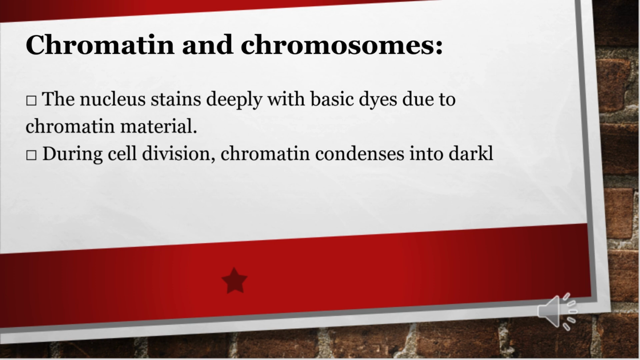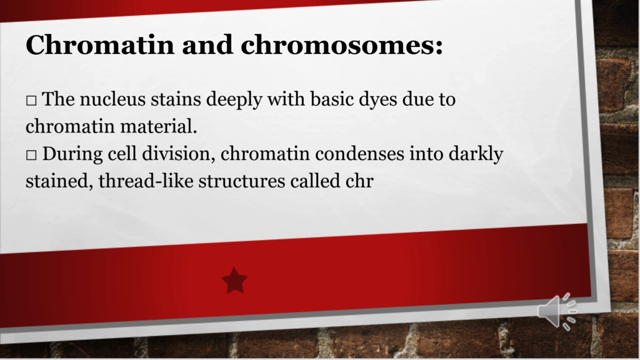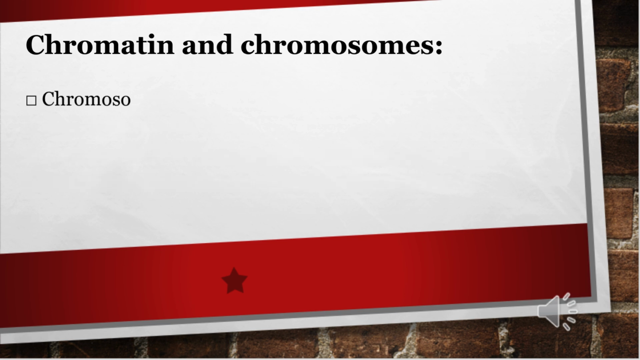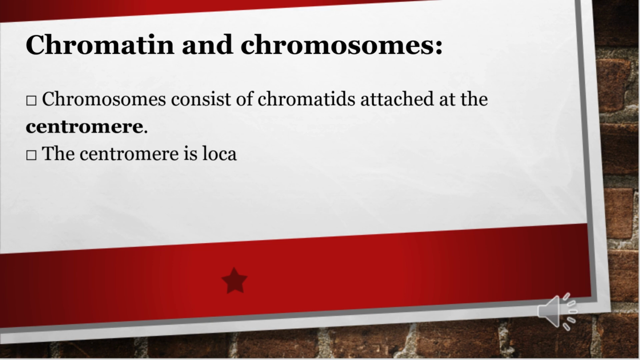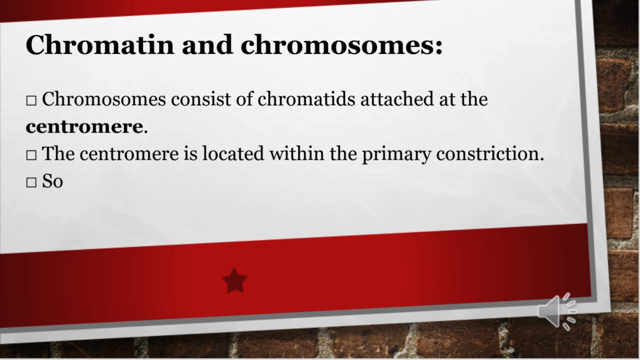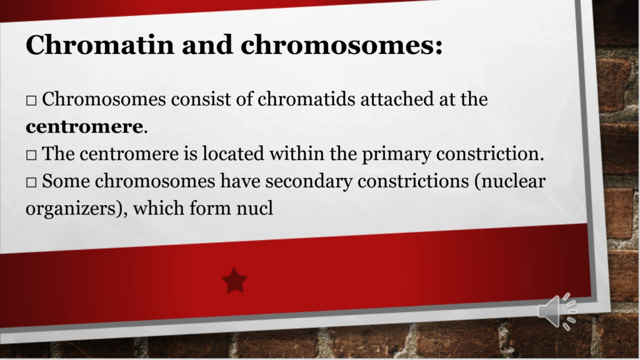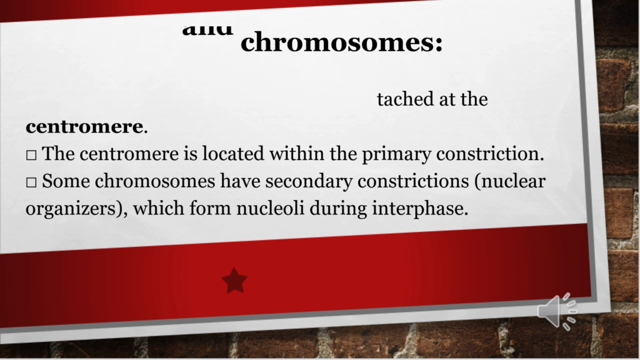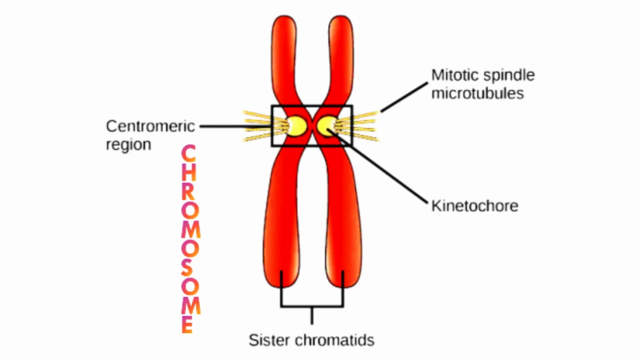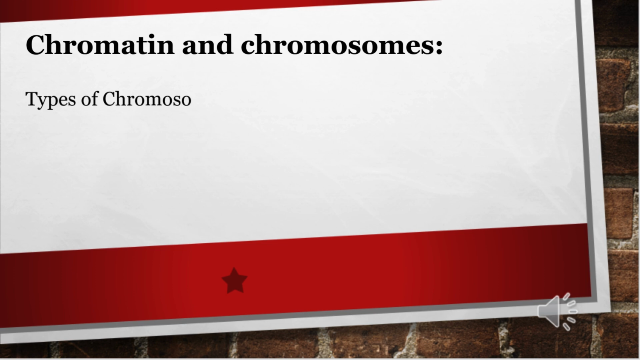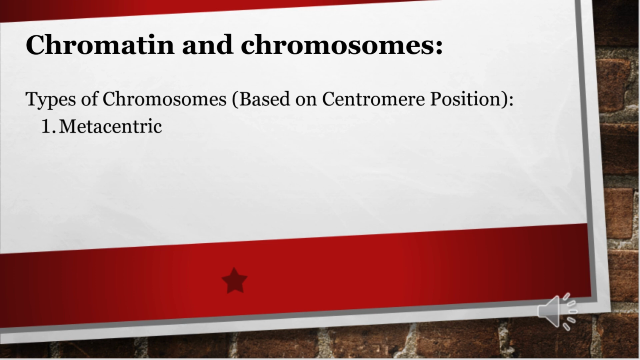During cell division, this chromatin condenses into thread-like structures known as chromosomes, which appear darkly stained under the microscope. Chromosomes consist of two chromatids joined at a specialized region called the centromere, which lies within the primary constriction. Some chromosomes also have secondary constrictions, known as nuclear organizers, which contribute to nucleolus formation during interphase. Each centromere contains a complex protein structure called the kinetochore, which plays a crucial role in microtubule attachment during cell division. Chromosomes are classified based on the position of their centromere.